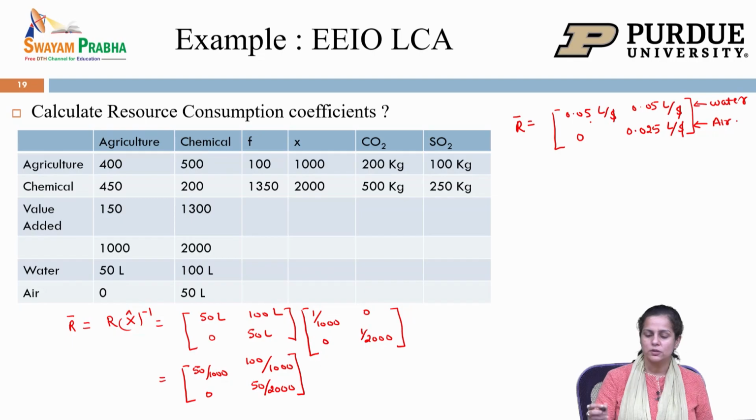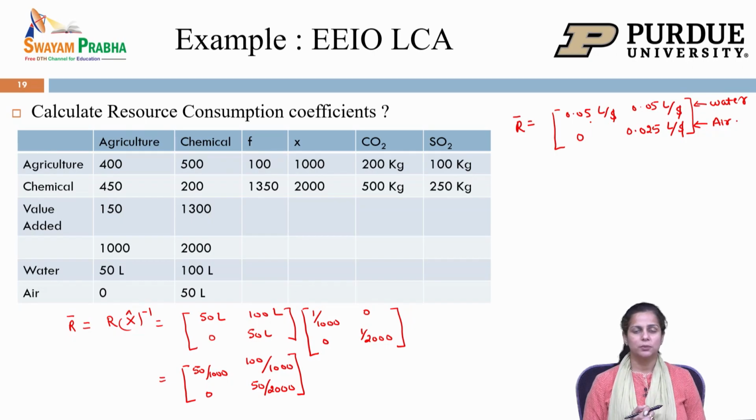So, for water we have the same coefficient, that is just how the data plays out, 0.05 liters per dollar output for both the sectors, and 0.025 liters of air is required by the chemical sector per dollar of output. So, that is the first step in calculating the total resource and life cycle emissions from the EEIO model.